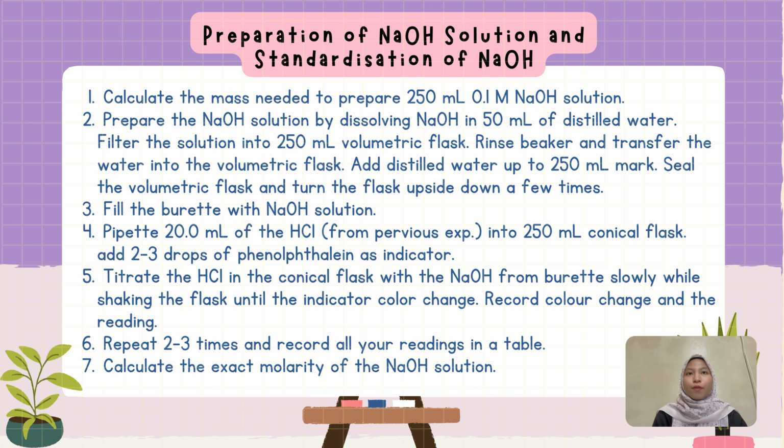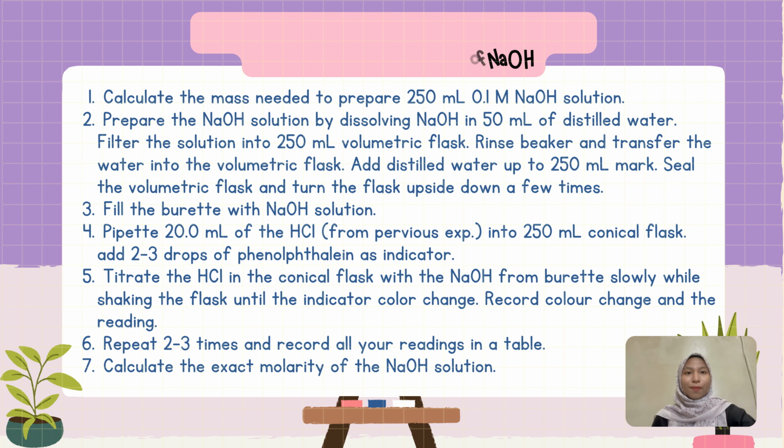The third step is to fill the burette with NaOH solution, and then pipette 20 ml of the HCl from the previous experiment into a 250 ml conical flask. After that, add 2 to 3 drops of phenolphthalein as indicator. The fifth step is to titrate the HCl in the conical flask with the NaOH from the burette slowly while shaking the flask until the indicator changes color. Record the color change and the reading. Repeat 2 to 3 times and record all your readings in the table. Last but not least, calculate the exact molarity of the NaOH solution.